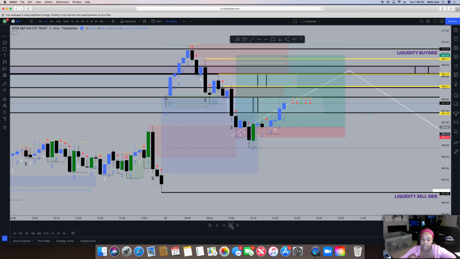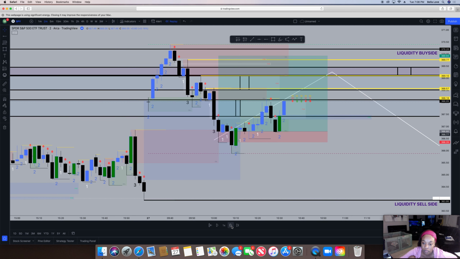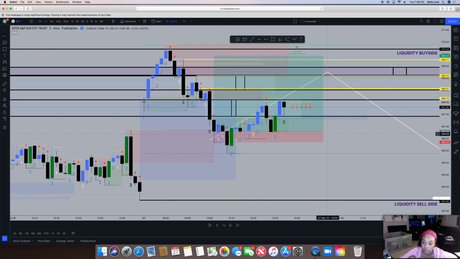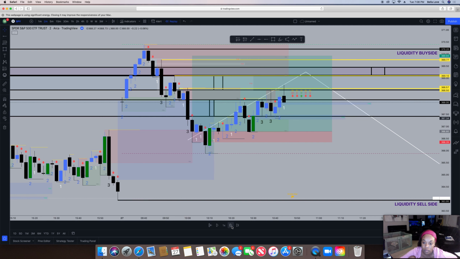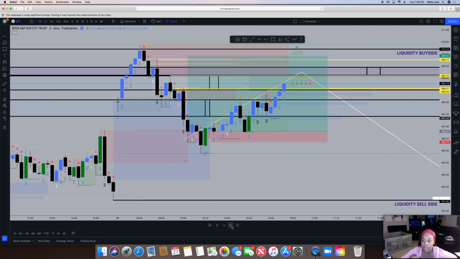So you guys just seen the first fair value gap get filled. It is now at the retest of the order block, the bearish order block. There's also another fair value gap on top of there that needs to be filled. So the first target point was hit at 368.57. I want to see it go as high as 369.